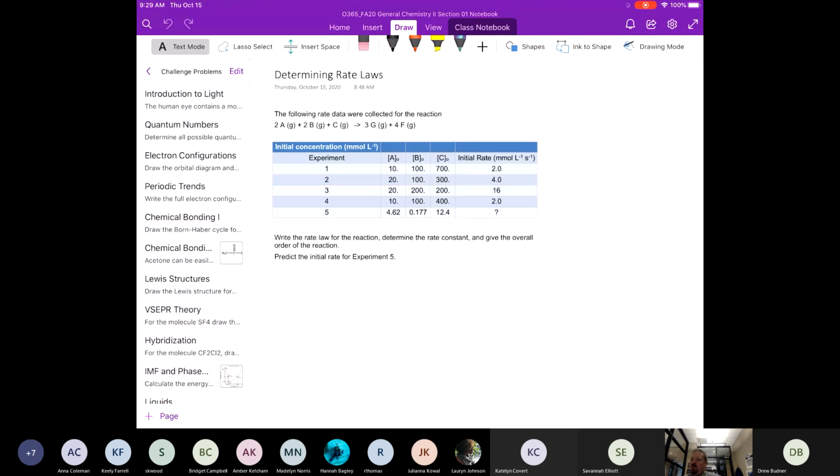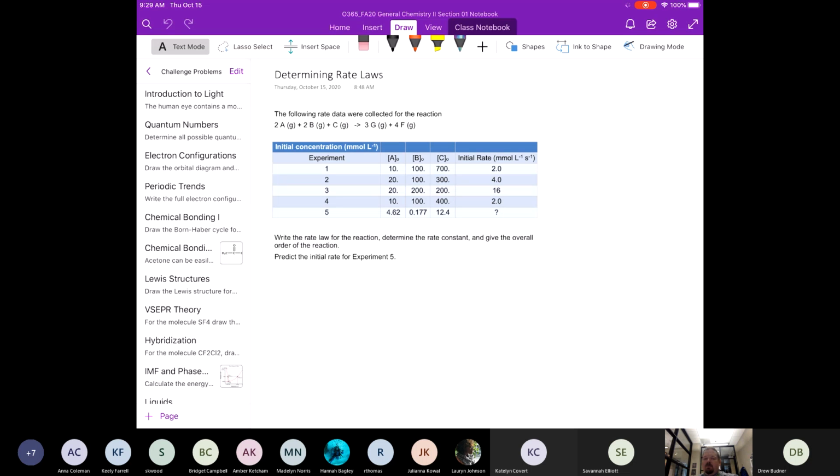So we have a reaction that 2A plus 2B plus C gives us 3G and 4F, right? And we ran a series of experiments where we changed the concentrations initially of A, B, and C, and we recorded or observed the rate that that reaction was occurring. Right? So from this information, the balanced reaction and the experimental data, we are going to determine the rate law for the reaction, determine the rate constant, give the overall order.